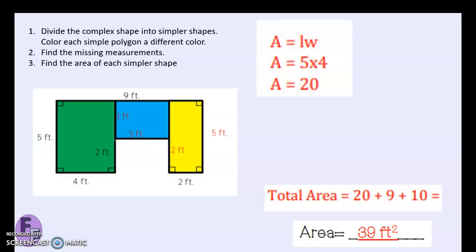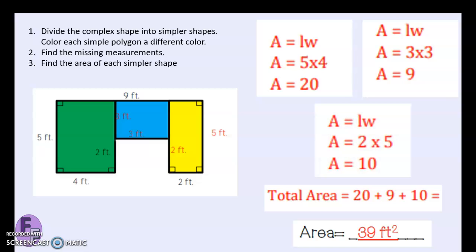Then we go through and we find the green, which is 20, the blue, which is 9, and the yellow, which is 10. And I gave away the area because of my PowerPoint messing up, but that's okay. And the total area when you add them together is 39 feet squared.